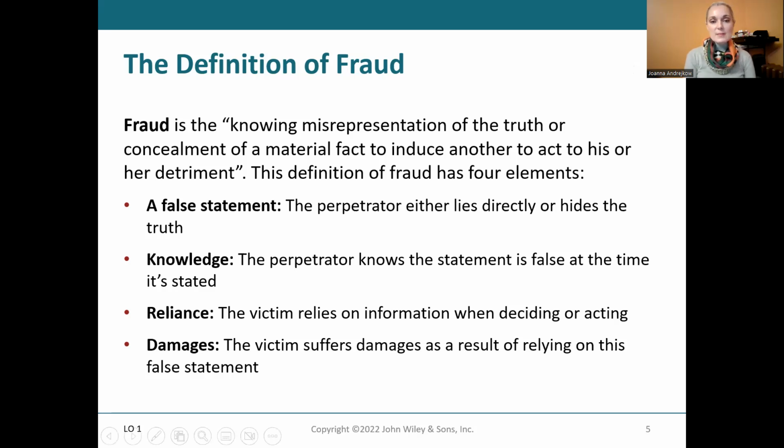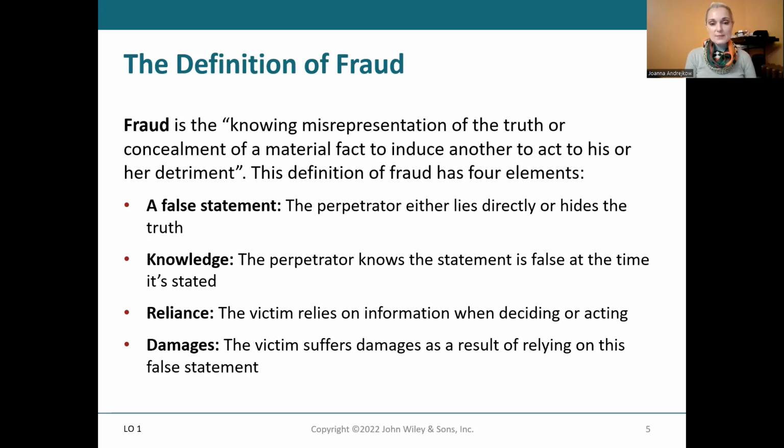So our first element is that there's a false statement. So the perpetrator either lies directly or hides the truth. So concealment of truth can also be considered fraud. Then there has to be knowledge. And knowledge means that the perpetrator knows that the statement is false at the time that they state it. So the perpetrator must know that they're lying, or a reasonable person would know that they're lying.